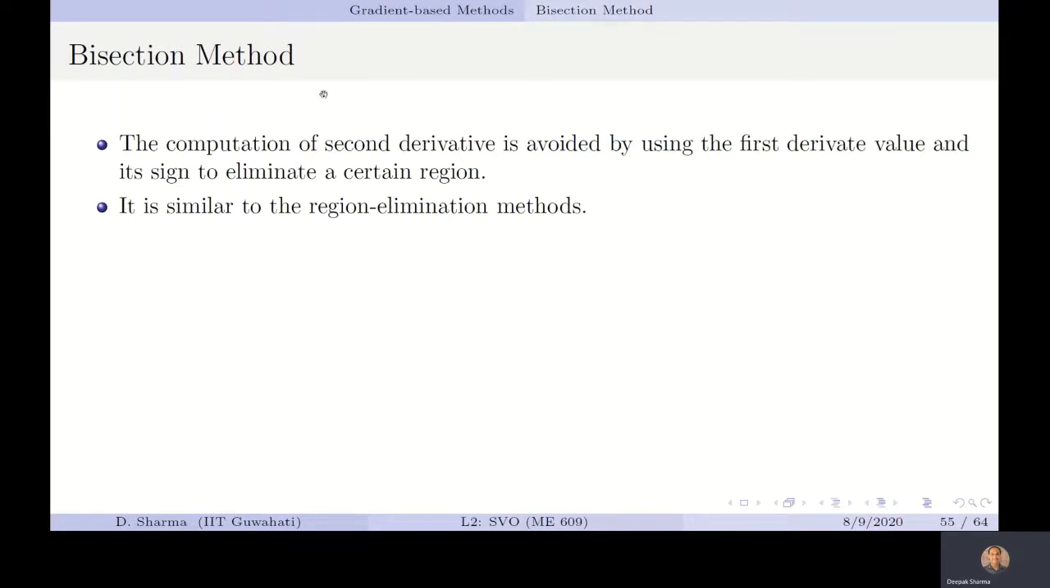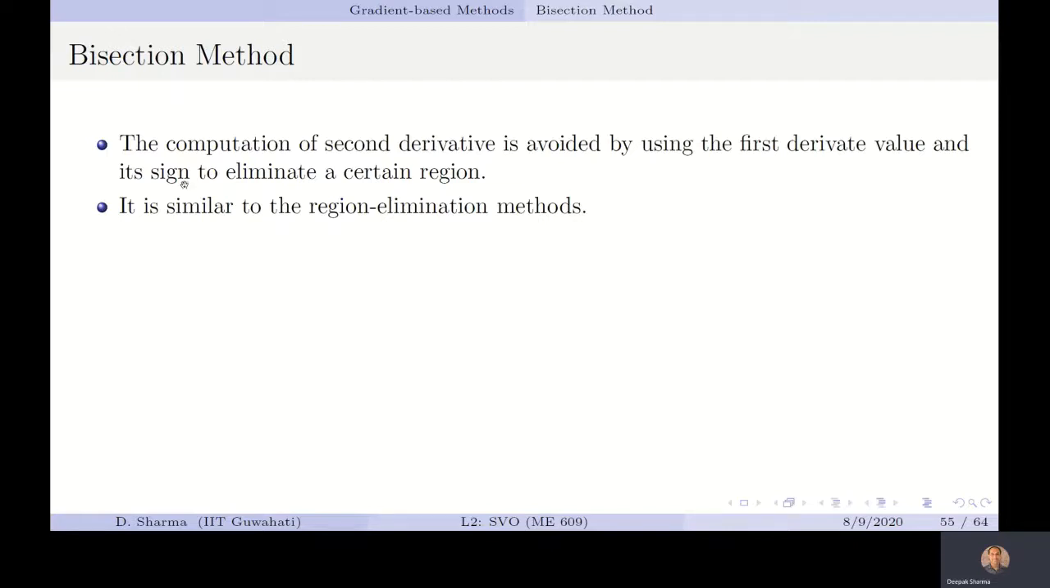Now you have realized that the Newton method was working very fine, but we need the second derivative. In the bisection method, we don't need the second derivative; we avoid it. Instead we can use the first derivative and its sign. Sign means whether it is plus or minus, because the derivative is a gradient or a slope. It can be positive or negative.